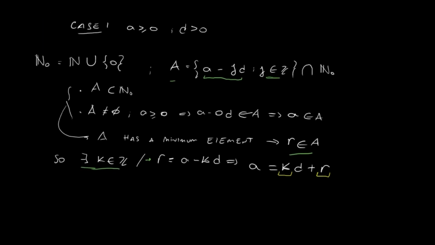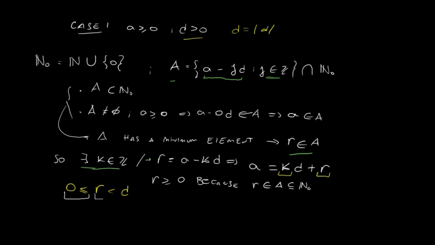Now the only thing left would be we have to make sure that 0 is smaller or equal to r and r is smaller than d, because d is greater than 0, so d equals the absolute value of d. This first part is easy. r is greater than or equal to 0 because r is an element of A, which is included in the set of the natural numbers with a 0.